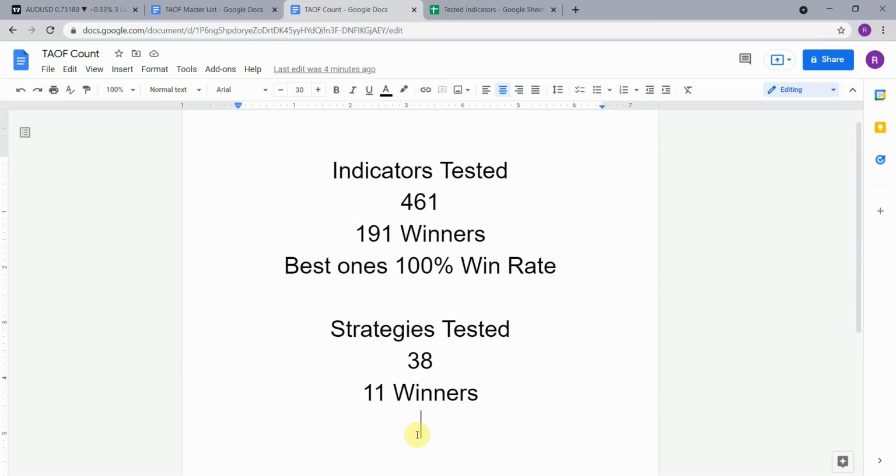And keep in mind that we test all these indicators on the Forex market, but they can be used on crypto, the regular stock market, whatever market you want to apply them to. They're pretty universal across all markets.